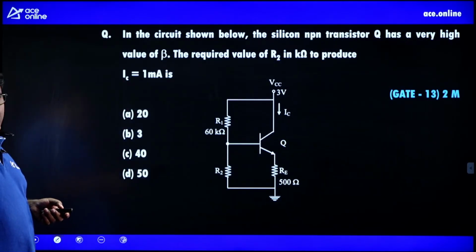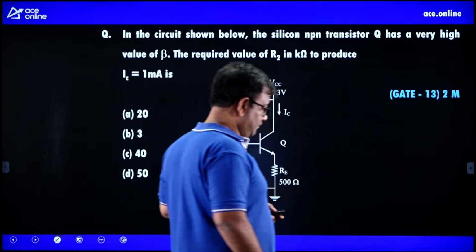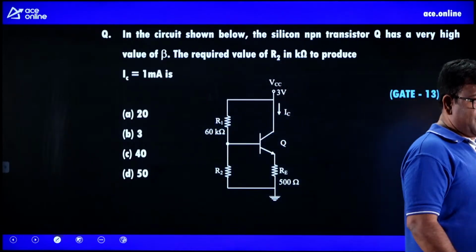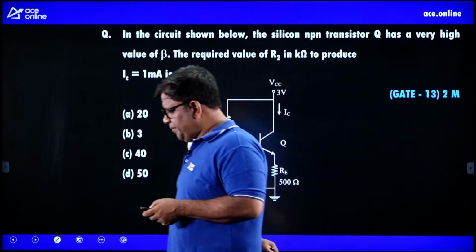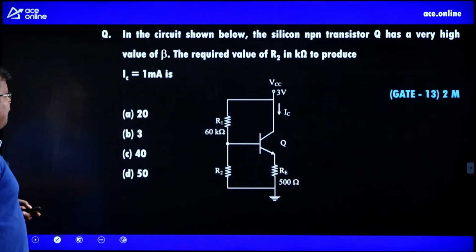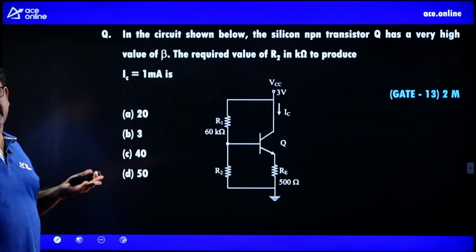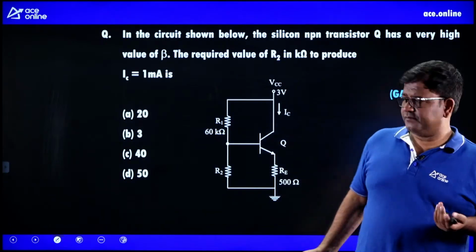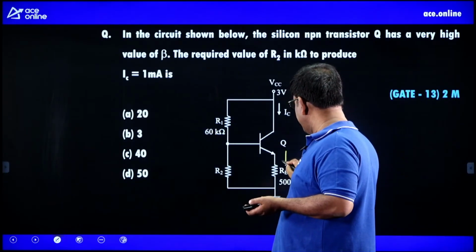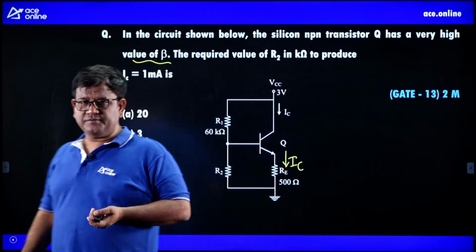Now again, this is another GATE problem. So how are we going to solve this? Just go through the question. In the circuit shown below, the silicon NPN transistor Q has a very high value of beta. So whenever somebody says a high value of beta, you can always neglect the base current. The collector current and emitter current both are going to be same, right. So if this is IC, this is also going to be IC. So that is what it means by a high value of beta.